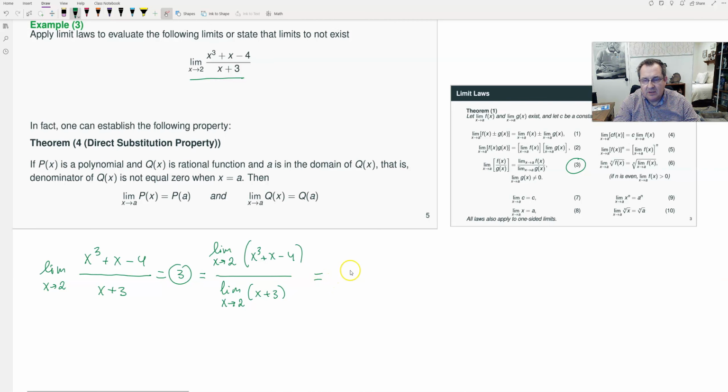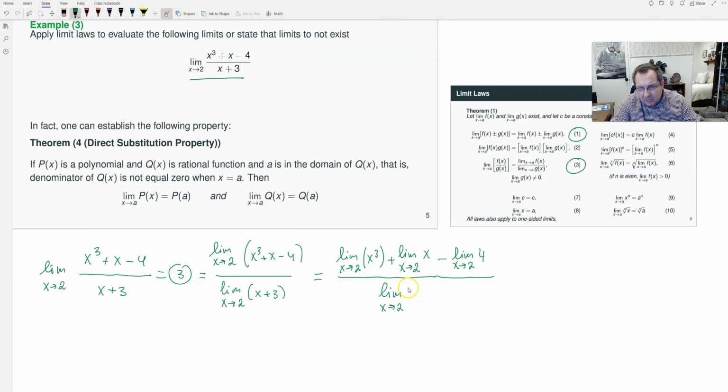Both in numerator and in denominator, we will now apply formula 1. In the numerator, we will write limit as x is approaching 2 of x cubed. We'll break into a combination of 3 terms. Now, the second term will be limit as x approaches 2 of x. And the last term will be limit as x approaches 2 of a constant 4. In the denominator, we have x is approaching 2. We're taking a limit of x plus limit as x approaches 2 of a constant 3.